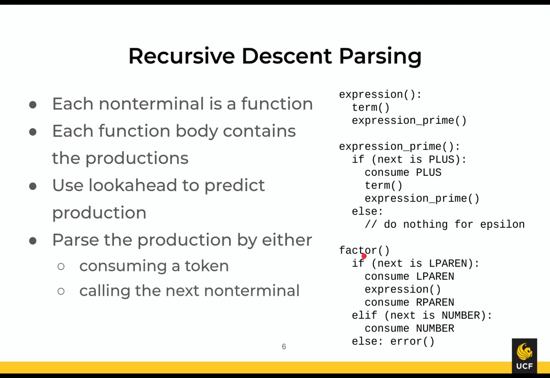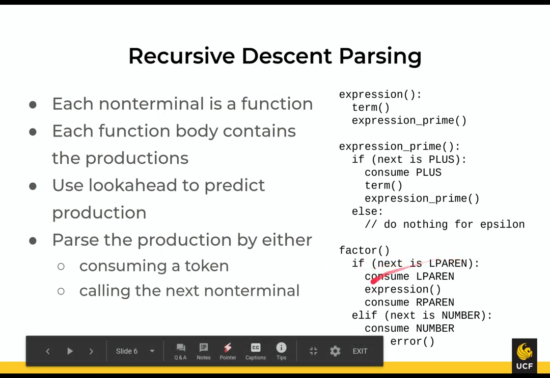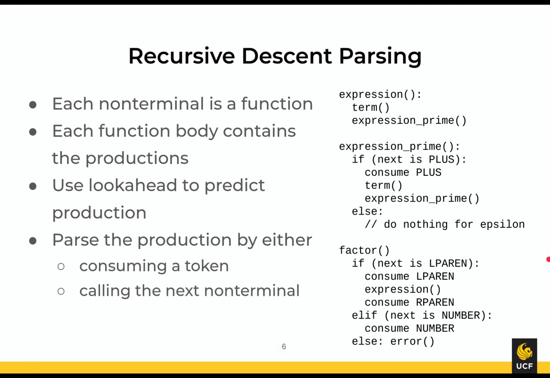And factor is not recursive, but it does have multiple productions. So it can either be a parenthesized expression or just a number. So we just check the next token and check whether it's a left paren or a number, and then just consume tokens and recursively call functions. So any questions on this? Pretty much covered this last time, but any questions? All good? So you can use this slide as a hint at how you can write your parser.